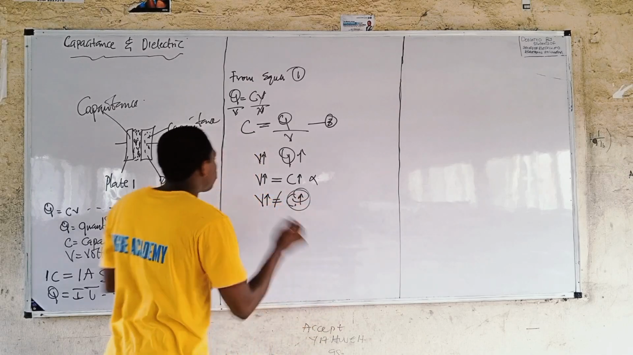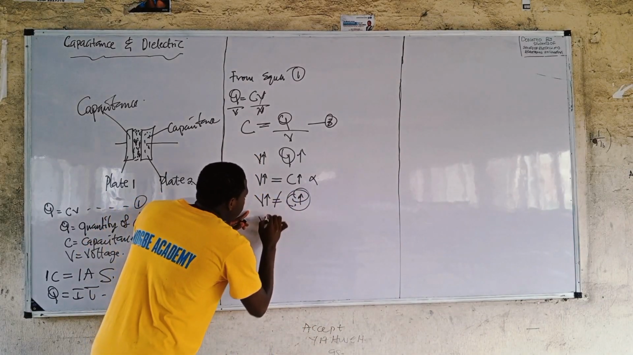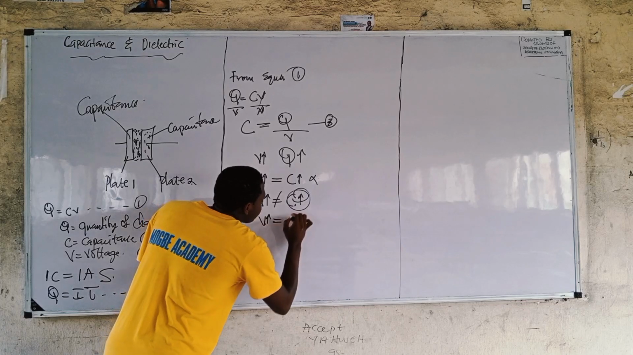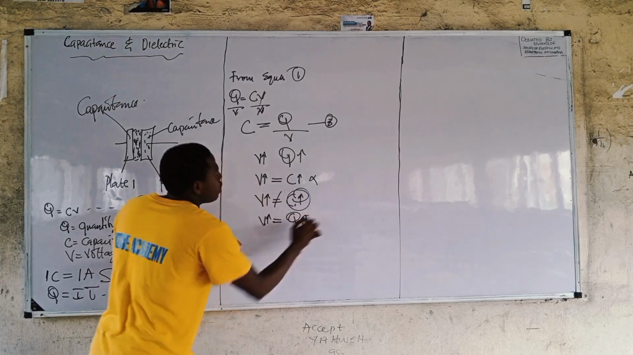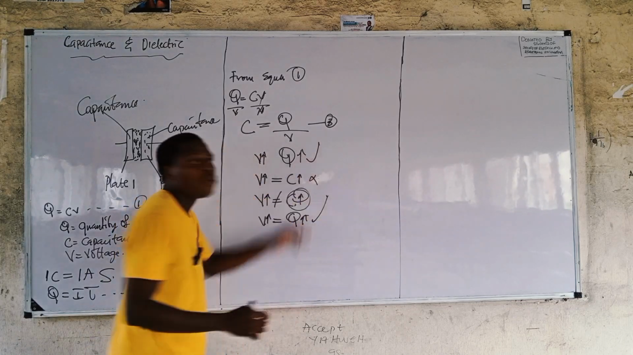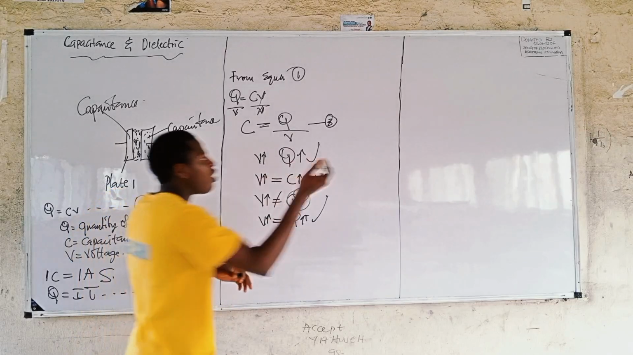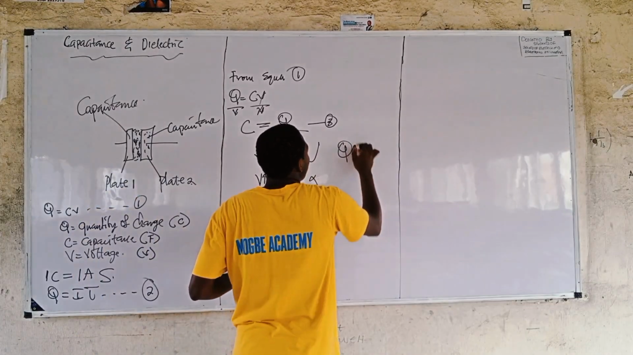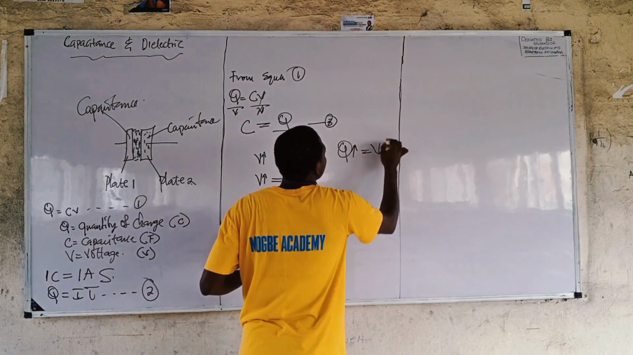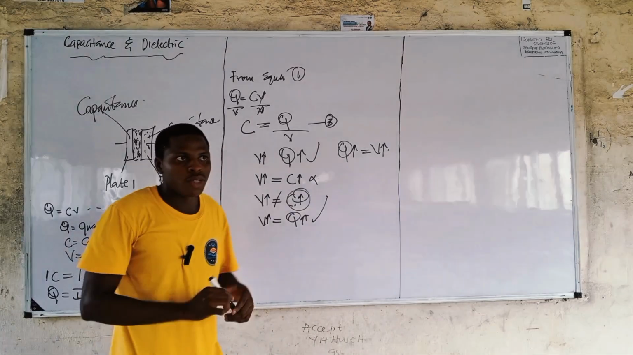Are we together? So basically, if you increase voltage, you are equally increasing quantity of charge. This statement is correct. Or vice versa, if you increase Q, you are basically increasing V. Are we together?